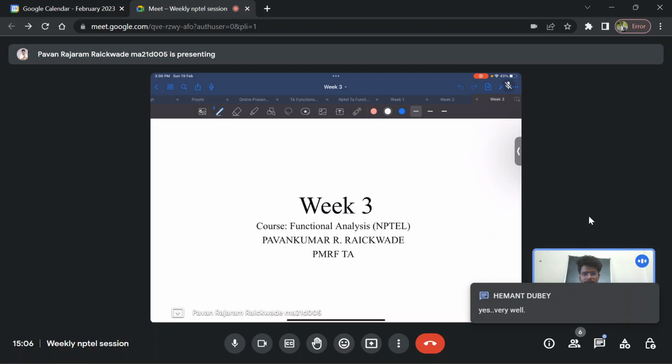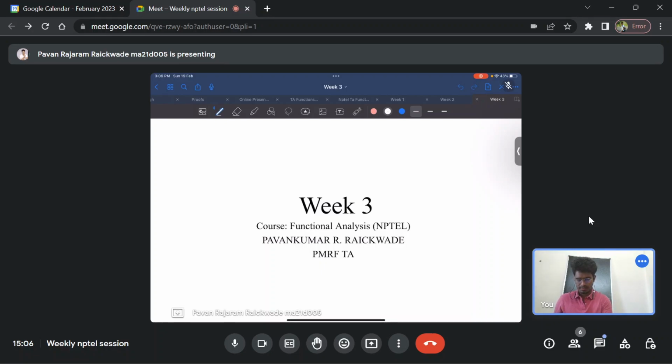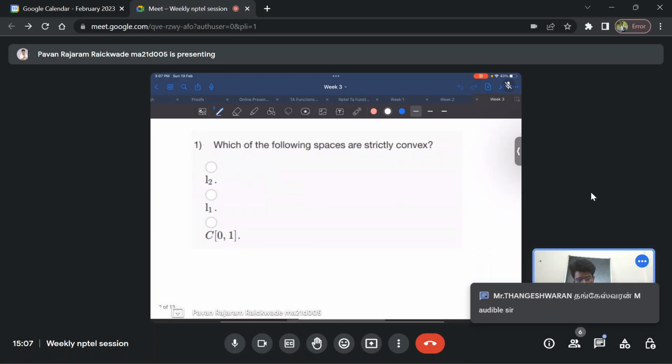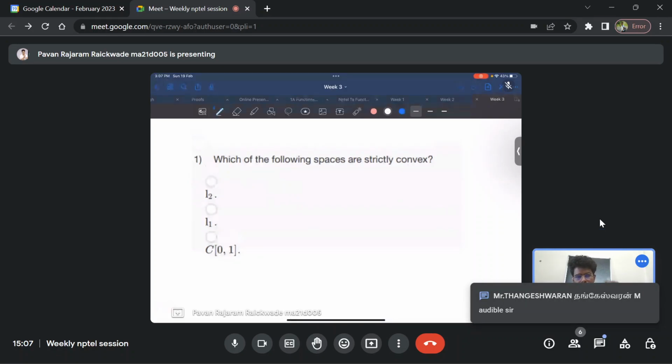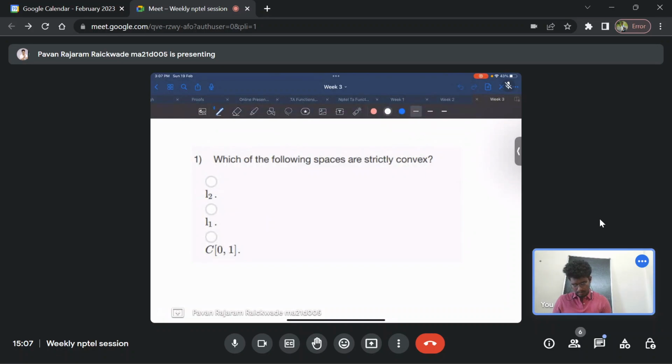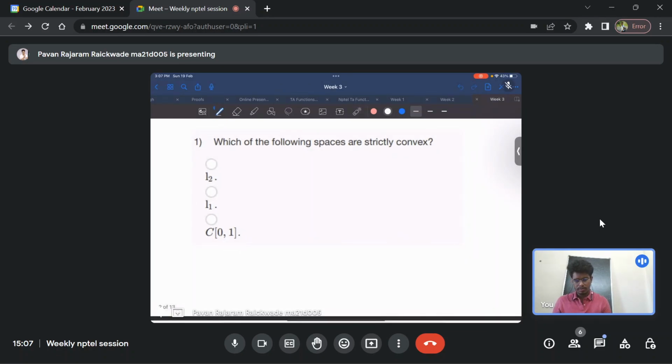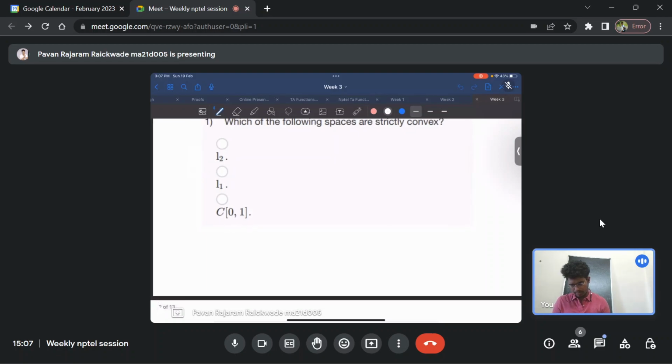So we'll start with the assignment three discussion. Question number one says: which of the following spaces are strictly convex? Okay, so first of all, the definition of a strictly convex space.